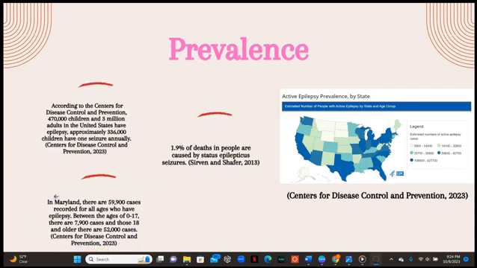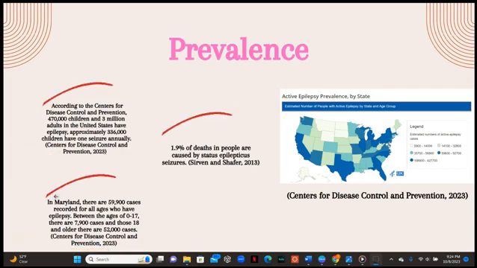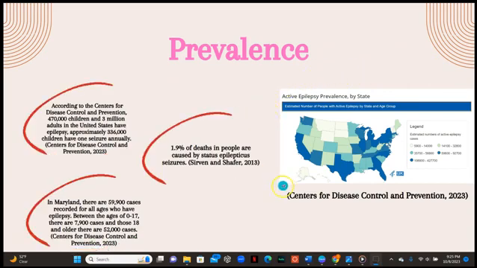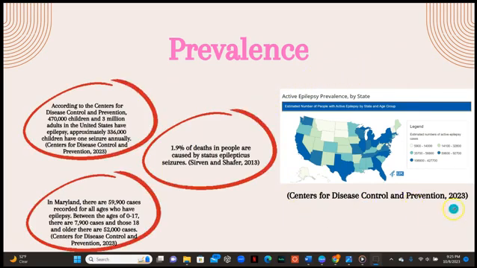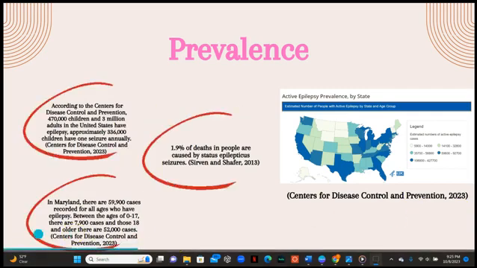In Maryland, there are 59,900 cases recorded for all ages who have epilepsy. Between the ages of 0 to 17, there are 7,900 cases, and those 18 and older, there are 52,000 cases. So on the right here, we have a chart from the Centers for Disease Control and Prevention of the United States and the numbers of active epilepsy cases.